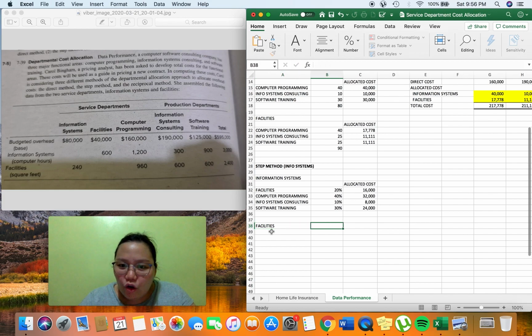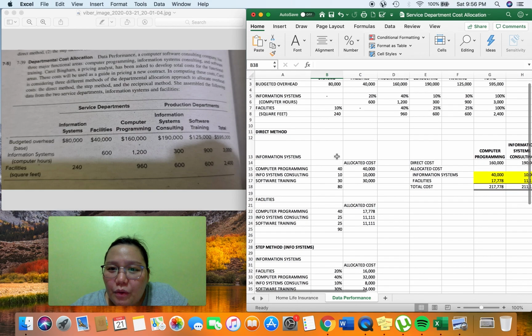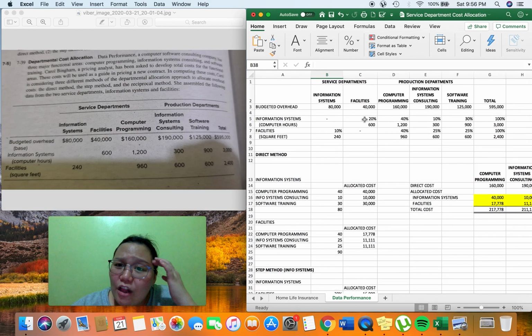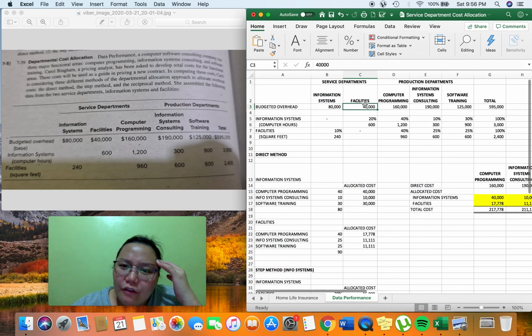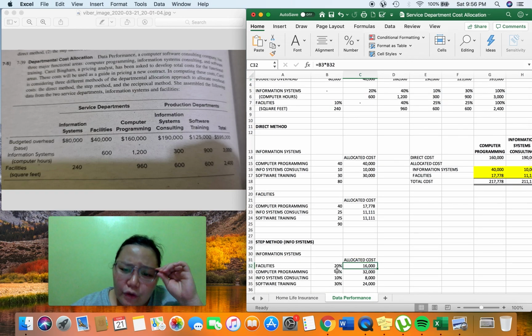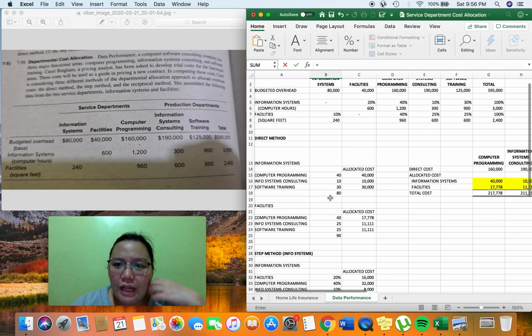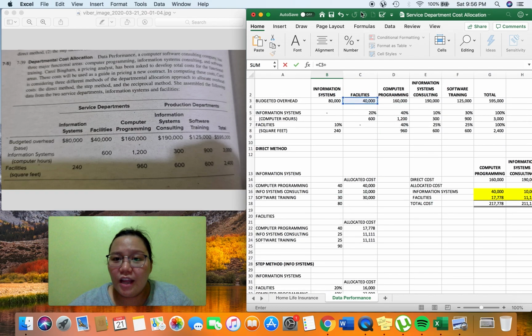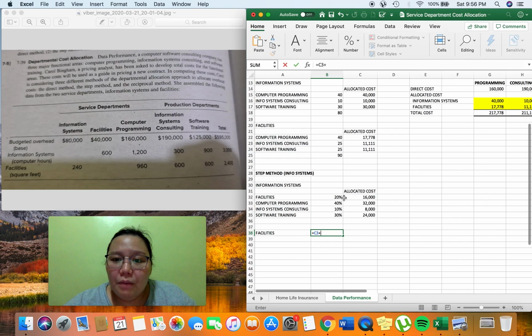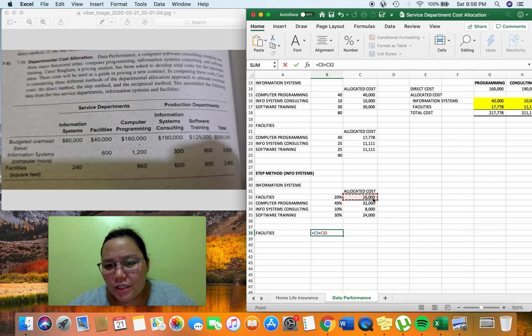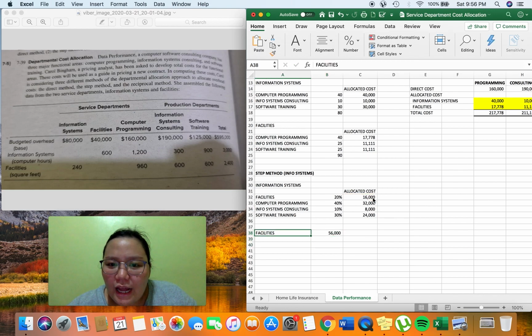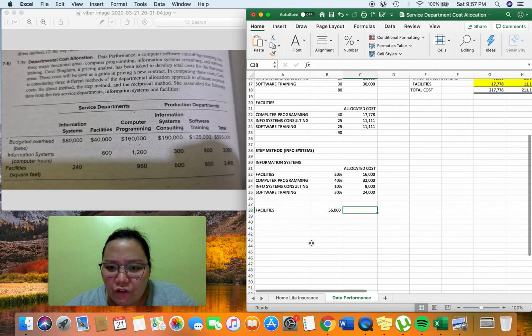Earlier we just allocated the direct cost of the facilities department. This time, 40,000 will increase, di ba? Will increase kasi meron na siyang nasalo na cost from the information systems department. So, yung total cost that we'll allocate this time, we have 40,000 direct cost of the facilities department plus the allocated cost from the information systems department, which is equal to 16,000. So the total cost that we'll allocate now is equal to 56,000.